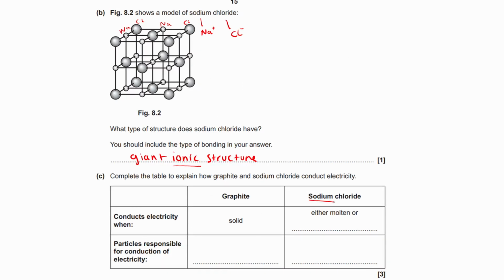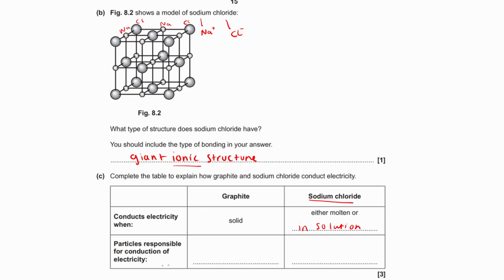For sodium chloride it's actually slightly different because these charged ions can conduct electricity but only when they're in a liquid form, so either when sodium chloride is molten or when it's in solution, okay? Because in a solid state these ions are fixed in one place and they can't move about, so they can't conduct electricity. So sodium chloride only conducts electricity when either molten or in solution, so basically dissolved in water, for example.